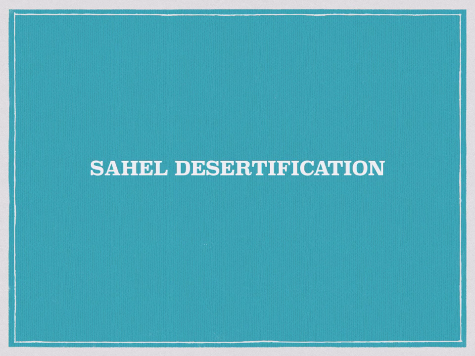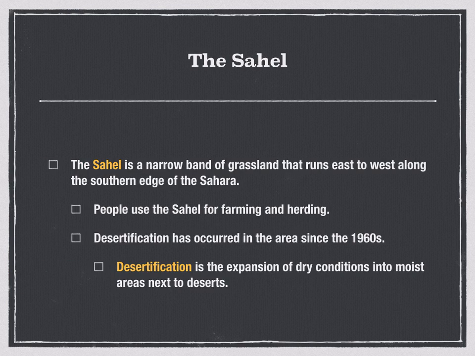Sahel desertification. The Sahel. The Sahel is a narrow band of grassland, and it runs just east to west along the southern edge of the Sahara. People use the Sahel for farming and herding. Desertification, though, has been occurring in the region since the 1960s. And desertification is the expansion of dry conditions into moist areas that are next to deserts.